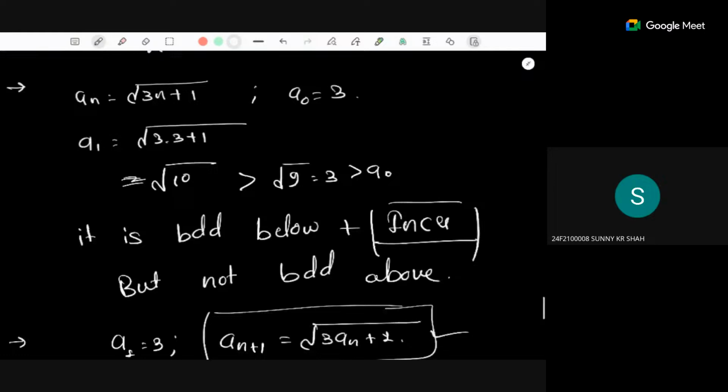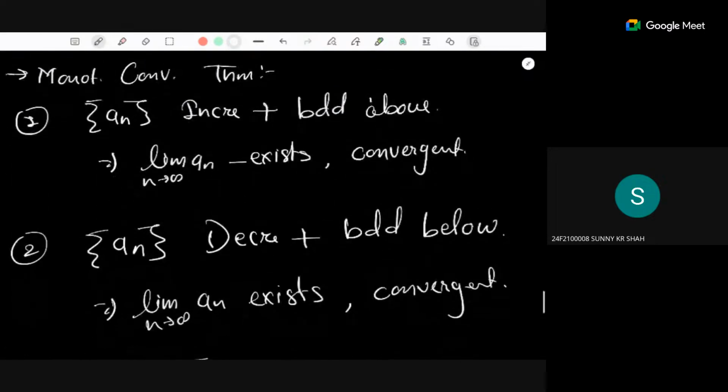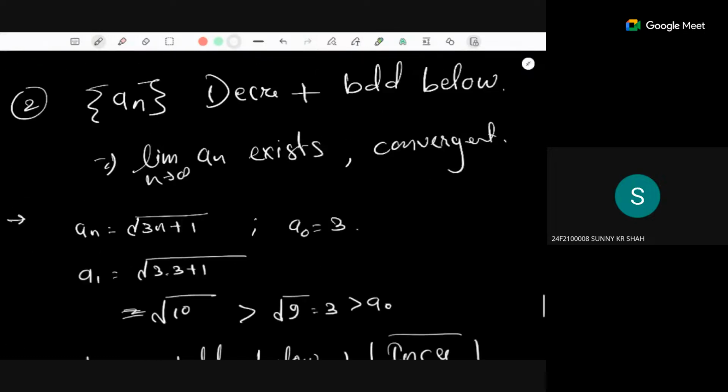But monotone convergence theorem means bounded above plus increasing, and bounded below plus decreasing. Okay, we need the combination of these two properties. Then we can apply MCT.